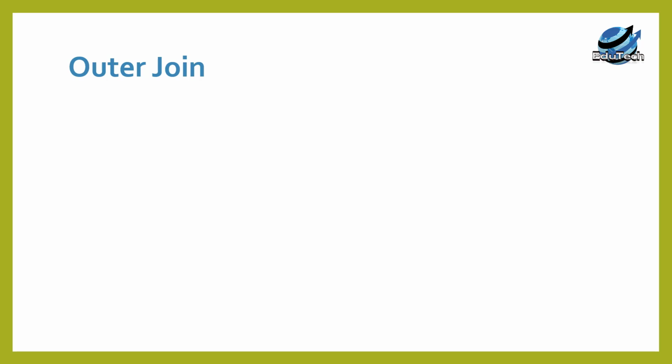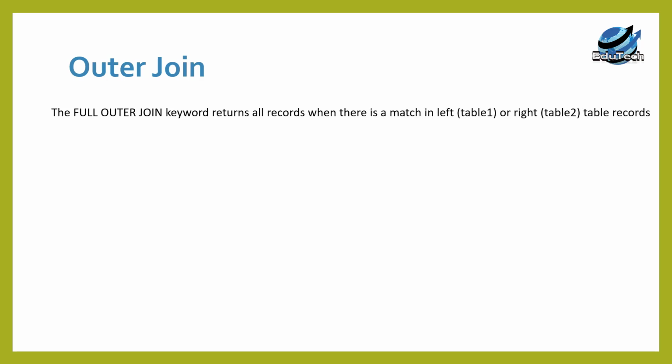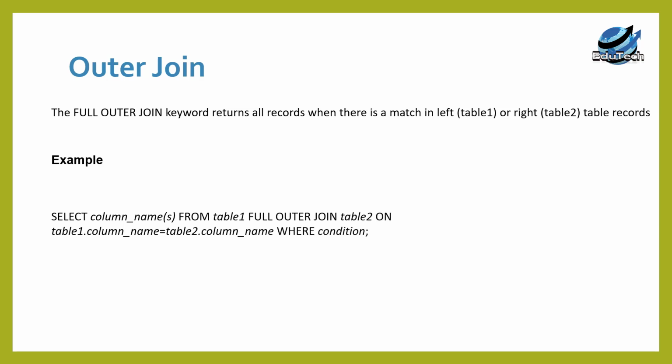Full outer join. The full outer join keyword returns all records when there is a match in left table 1 or right table 2 records. Example: select column names from table 1 full outer join table 2 on table 1.column name = table 2.column name where condition.